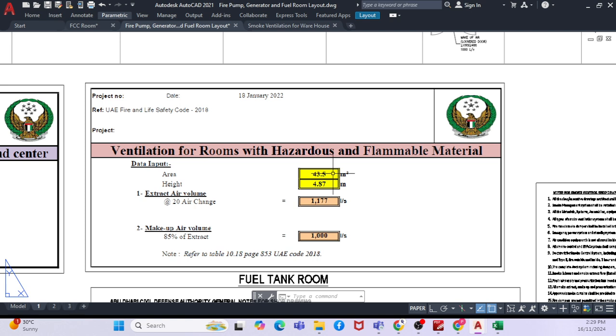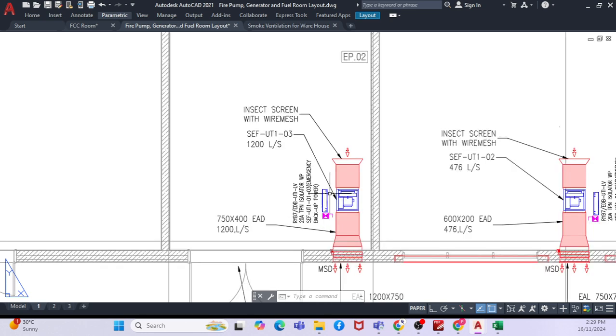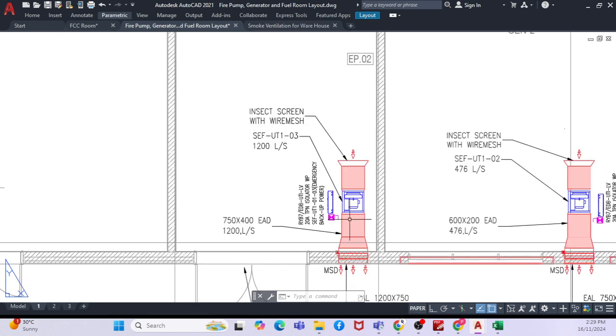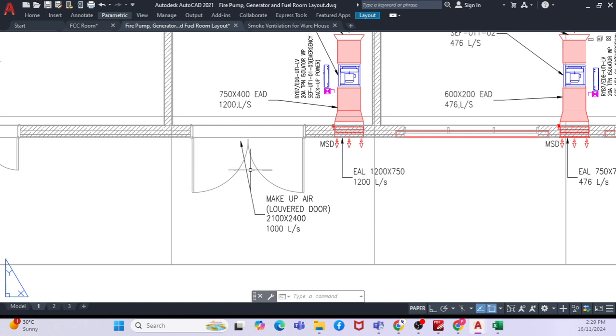You will be entering the room area and room height. Then as per the local code, it is 20 air changes per hour, and the makeup air will be 85% of the exhaust. So this is the fan capacity, and based on that code you will be designing that particular room. That's only the exhaust so far, right? For makeup air you're going through the louvers.